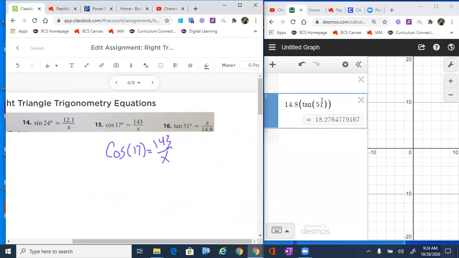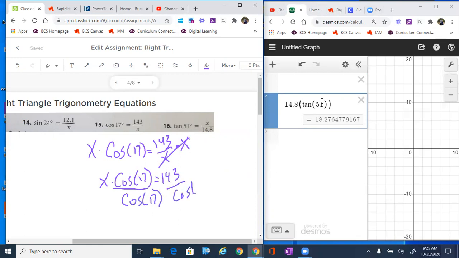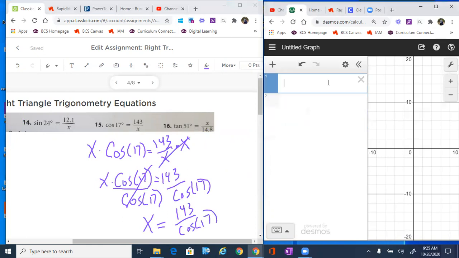We're going to isolate x, but because x is in the denominator, we are going to multiply by x. Okay, x comes out of the denominator. We're left with x times cosine of 17 equals 143. Then we are going to divide by cosine of 17. You should start to notice a pattern that when you do these, we're always multiplying by what's in the denominator. So cosine of 17 simplifies and we get x equals 143 over cosine of 17.